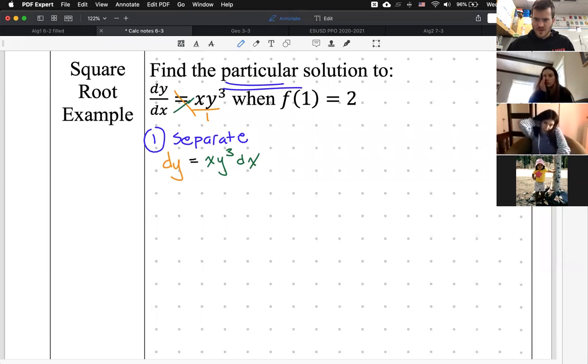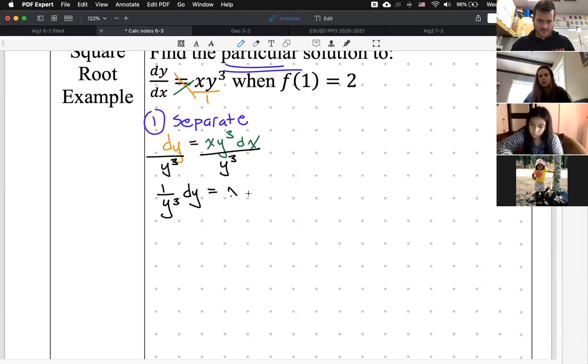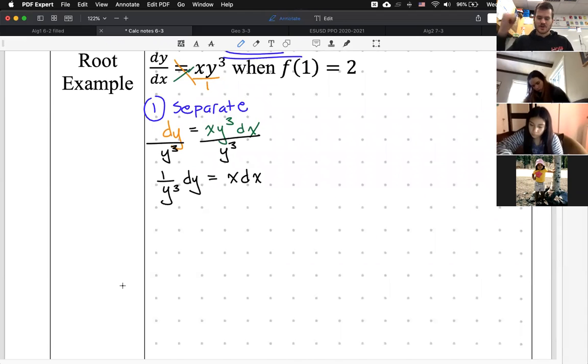Okay, and then from here, I haven't finished my separating yet, Fiona. What's my last step to truly get all of my y's on one side, all of my x's on the other? Divide by y to the 3rd. So divide both sides by y to the 3rd. And our final separation looks like what? 1 over y to the 3rd dy equals x dx. Perfect. All right, step 1 done.